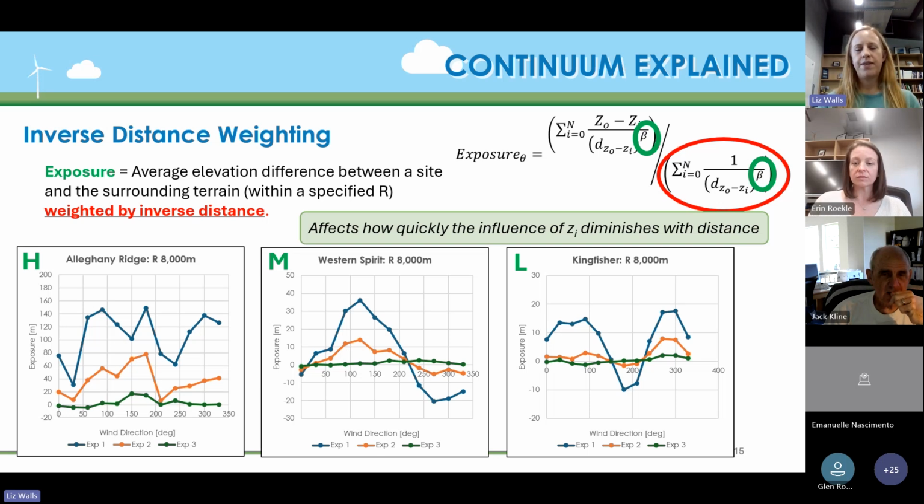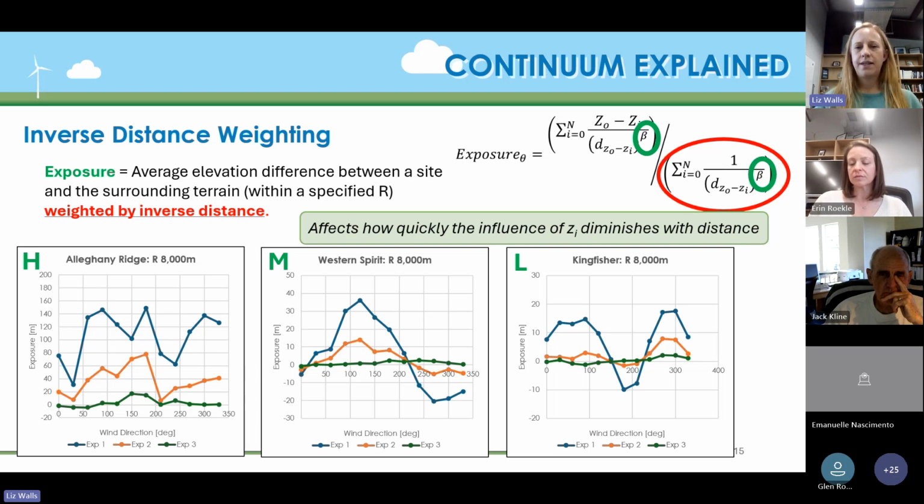So at Western Spirit, the terrain generally slopes down. So that's what that negative exposure means. It means that the terrain is higher than where you are. But again, as you increase the exponent from 1 to 2 to 3, you're noticing that the trend in the terrain gets muted and less pronounced, again, because the terrain closer to the site is being weighted so heavily.